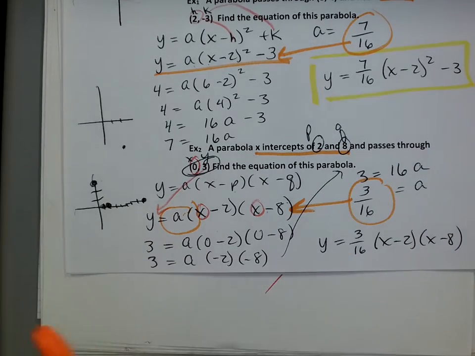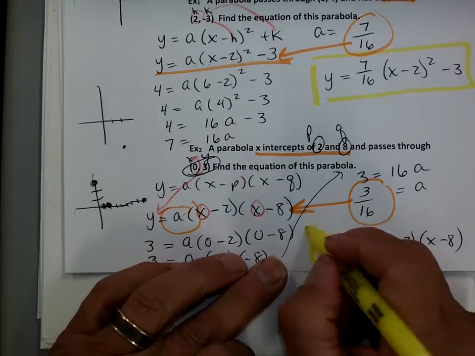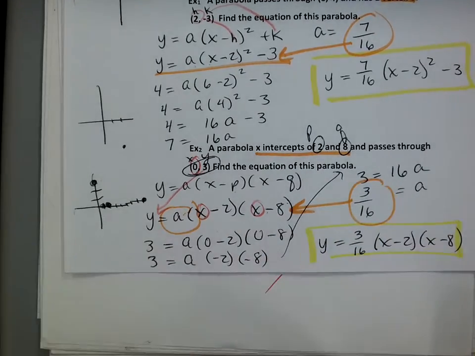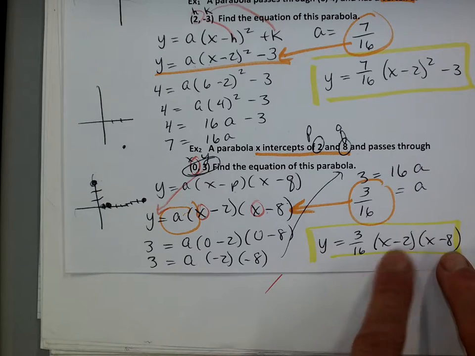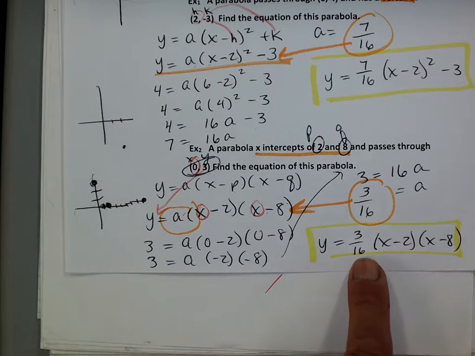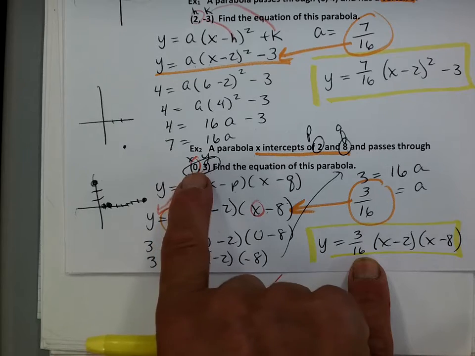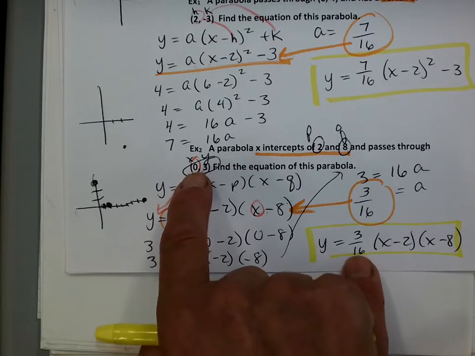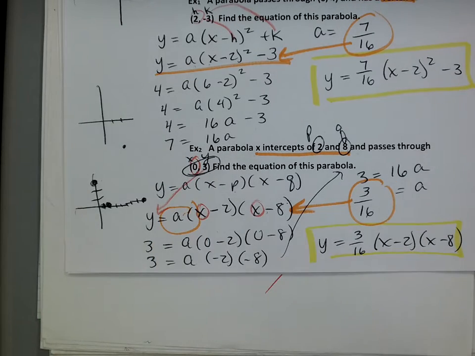And that form is just fine. That's my answer. I know I've got x-intercepts of 2 and 8. This 3/16 is the value of a that forces it to go through 0, 3. I used 0, 3 to get this answer, so I know it goes through the point 0, 3.